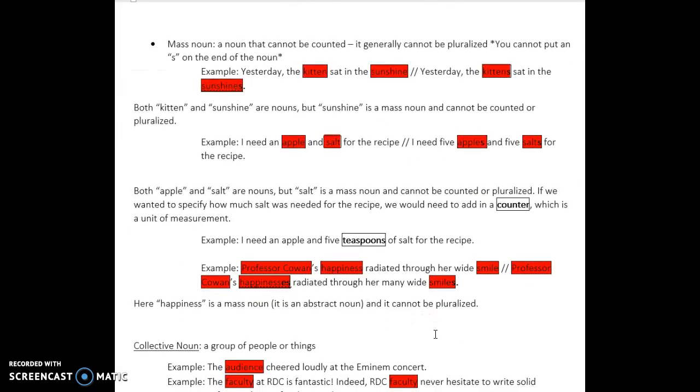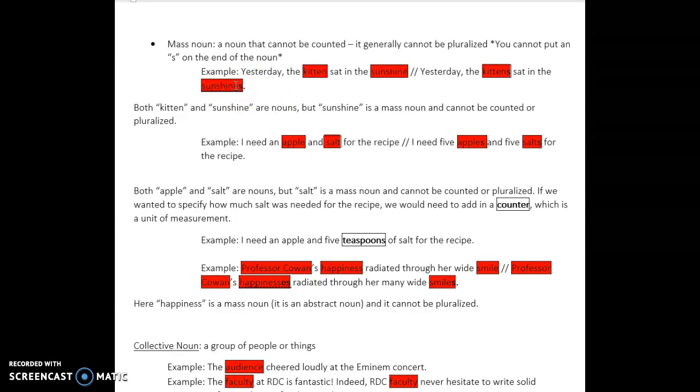A mass noun is a noun that cannot be counted, and it generally cannot be pluralized. This means that you cannot put an S on the end of the noun and still have it make sense. Let's try this example. Yesterday, the kitten sat in the sunshine. Let's try to pluralize it. Yesterday, the kittens sat in the sunshines. Both kitten and sunshine are nouns, but sunshine is a mass noun. It can't be counted and it cannot be pluralized. So it sounds weird when we put the S on the end of this word.